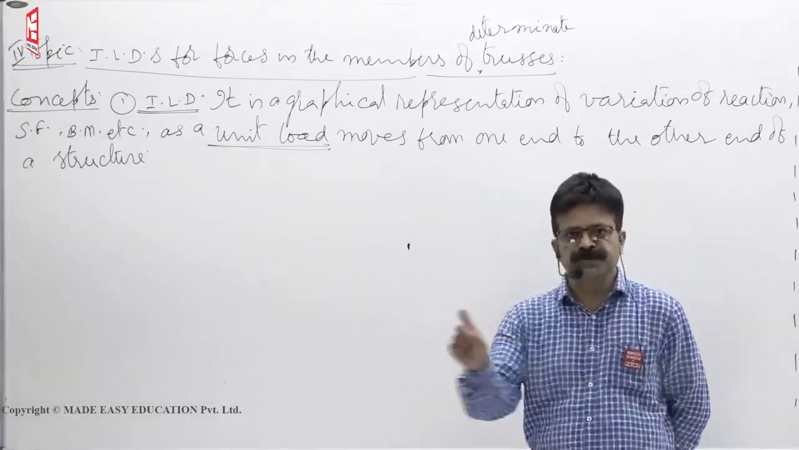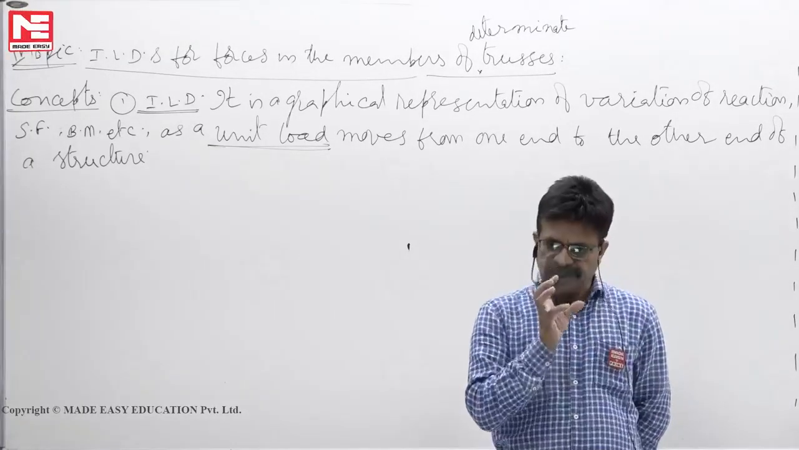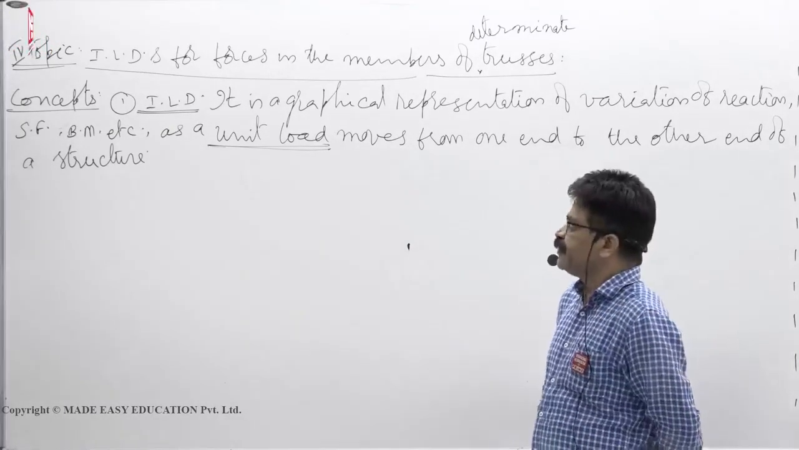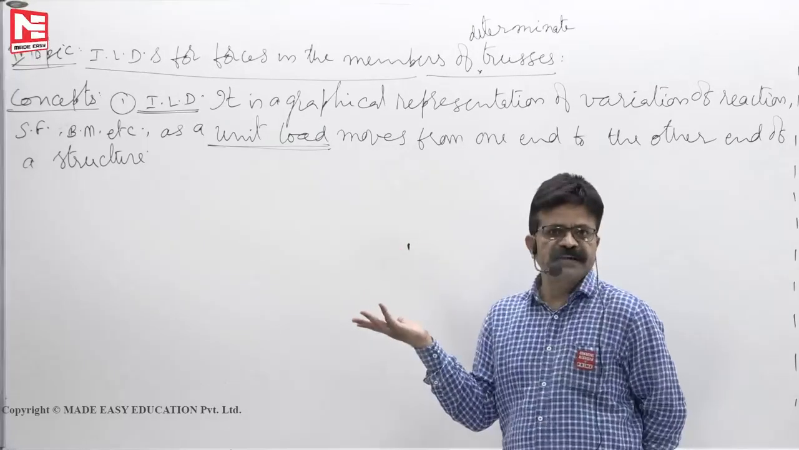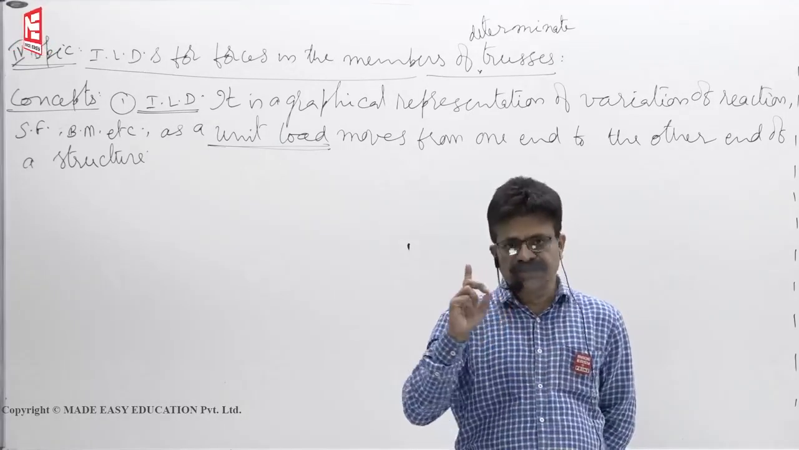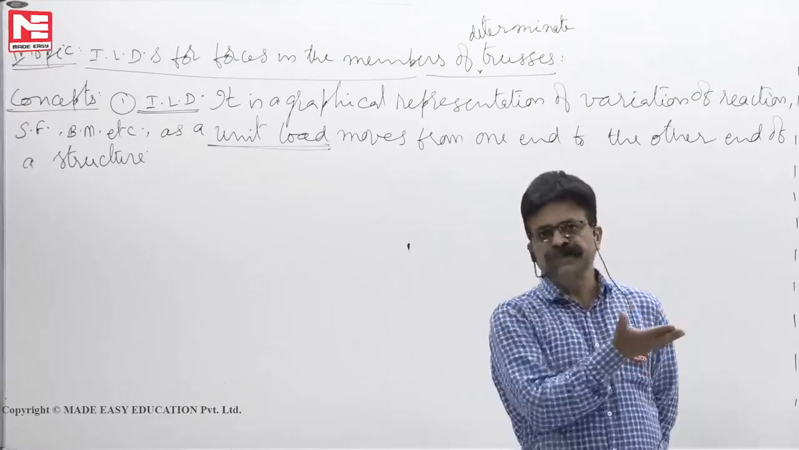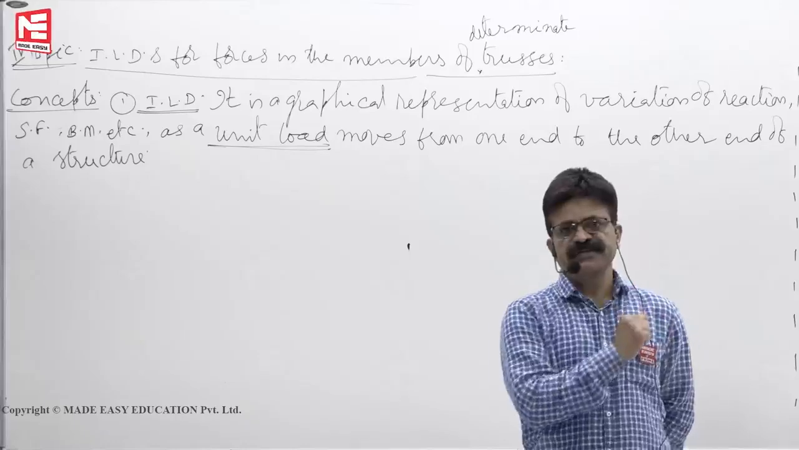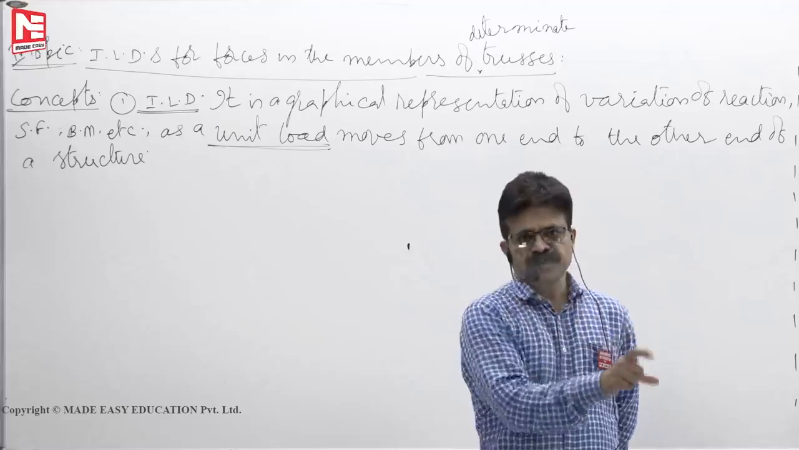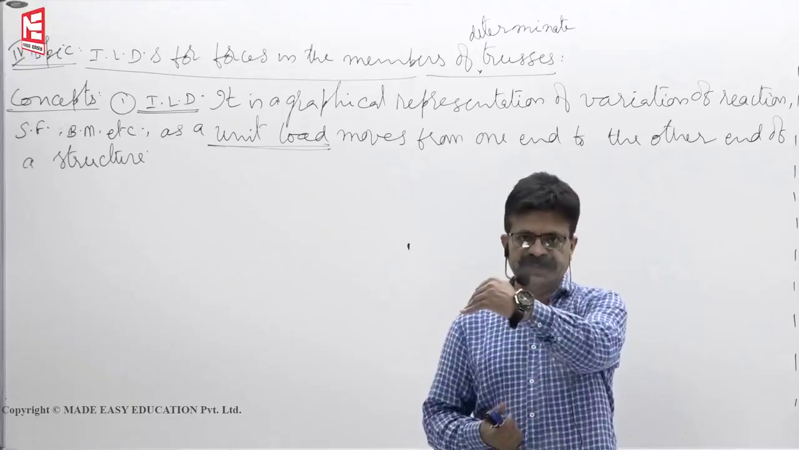Now, as a unit load is moving from one end to the other end, how does it influence the reaction? If you draw that influence as a graph, we call it influence line diagram. Okay, so the purpose of drawing influence line diagrams is, if we know the influence of one unit load when actual loads are moving, say supposing that 20 kilonewton is moving, then we can find the influence of 20 kilonewton easily. It is like linear interpolation. If one produces so much influence, 20 kilonewton produces how much influence? We can find it from the linear interpolation.